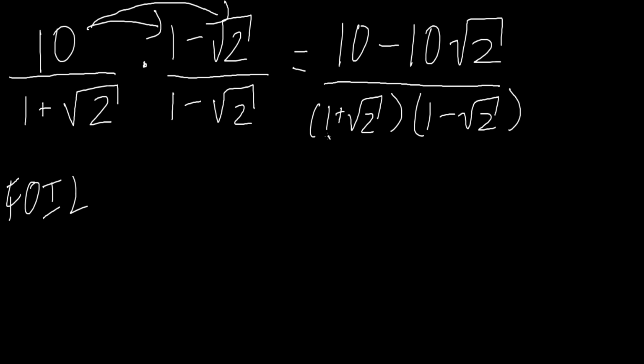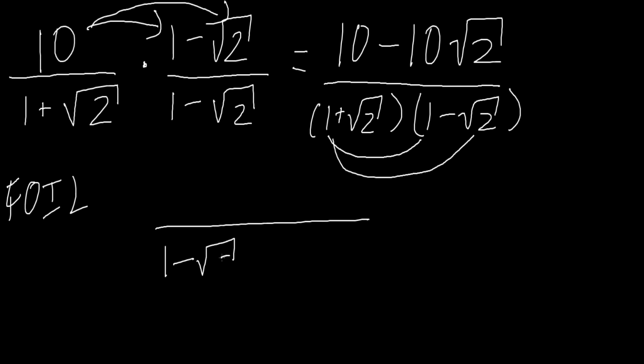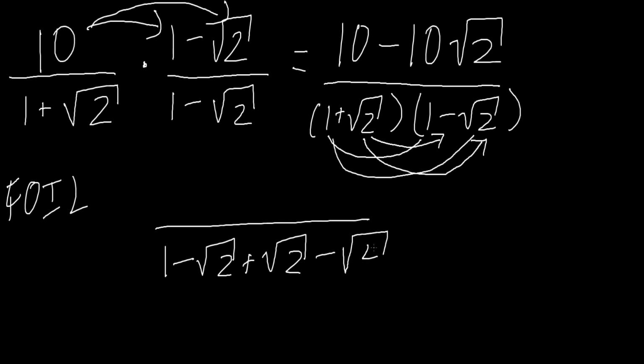So we do the first part. So 1 times 1 is just 1. 1 times negative root 2 is negative root 2. Root 2 times 1 is just root 2. And then we do the last part. The root 2 times negative root 2 is minus root 4.